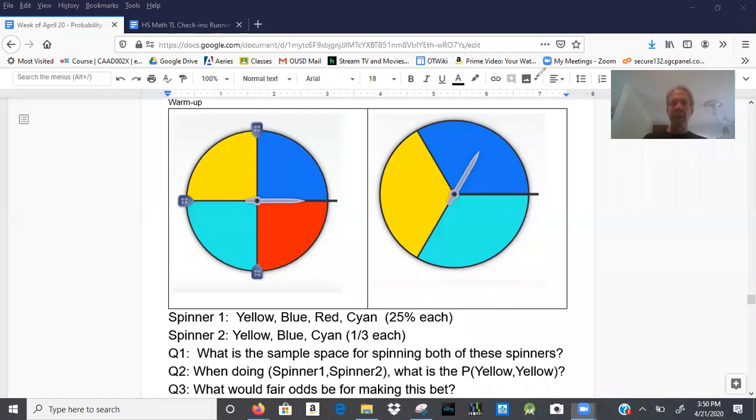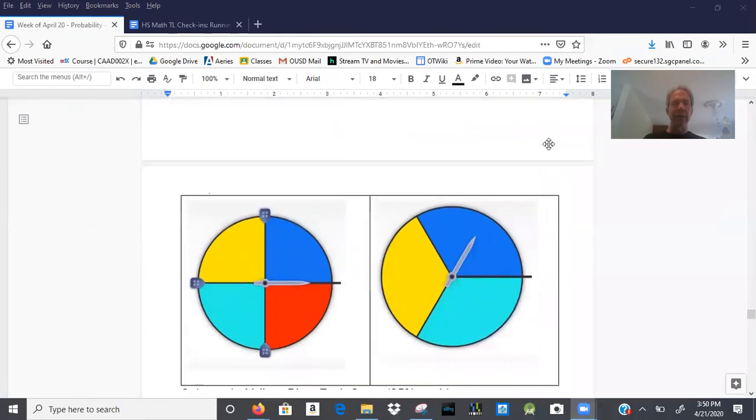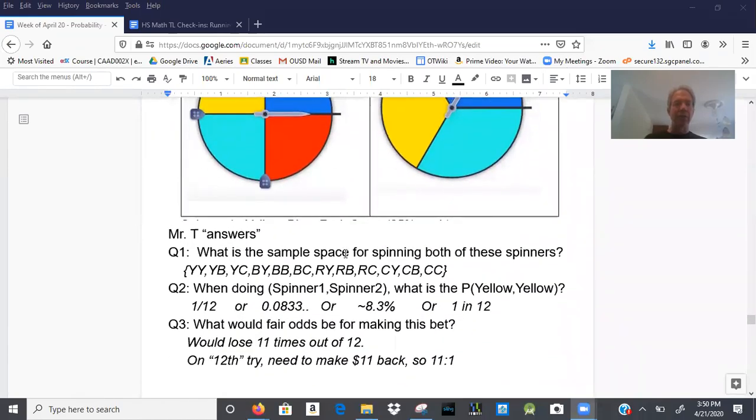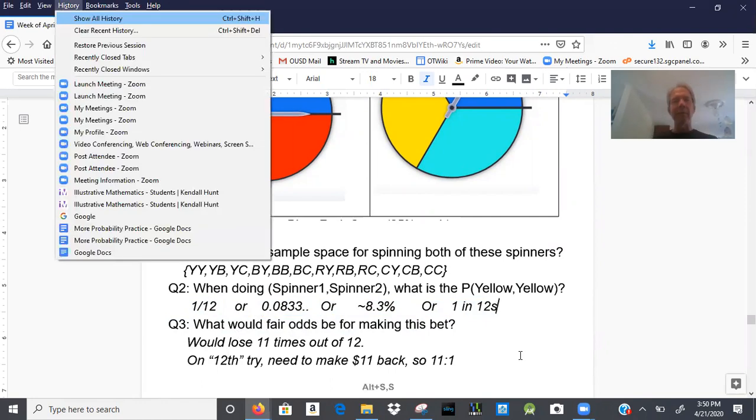and scroll down. There's a cleaner version of my answers because I want you to see there's a couple of ways to write the probability here. You can write it as 1 in 12. You can write it as 0.0833333. If you divide the 1 by 12, you can turn that into a percentage. Or if you're just talking to somebody, you very often hear somebody say, well, there's a 1 in 12 chance of that happening. And then I'll let you just read that for yourself if you want to know about fair odds.